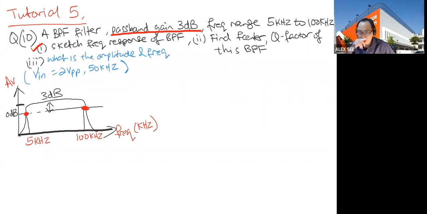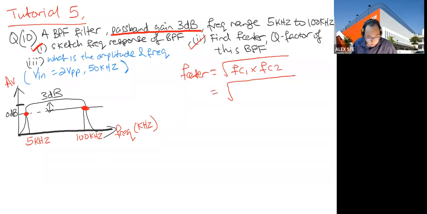Okay, calculate the center frequency and the Q of this bandpass filter. This should be quite simple. So F center is the square root of FC1 times FC2. So take out your calculator. I think it's best when you practice with me, we do this together. Make sure you get very familiar with how to use your calculator. So 5K times 100K, square root. I get 22.36 kilohertz.